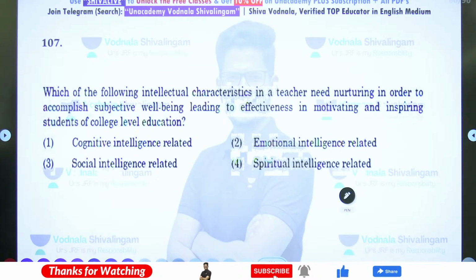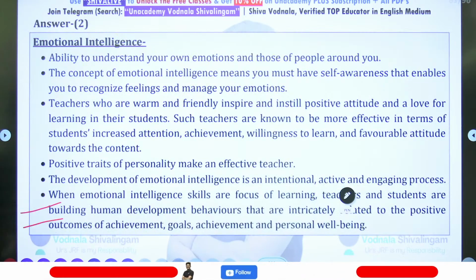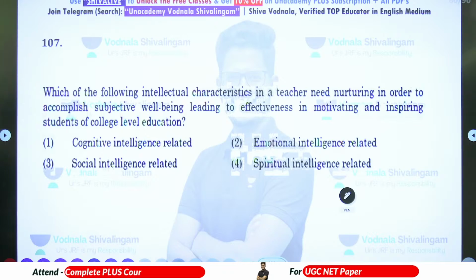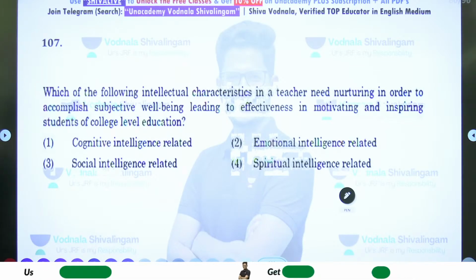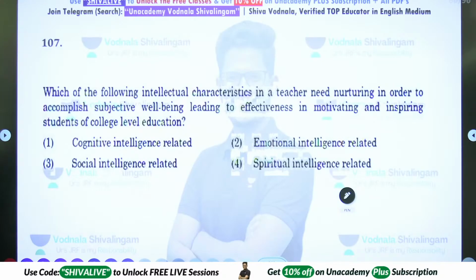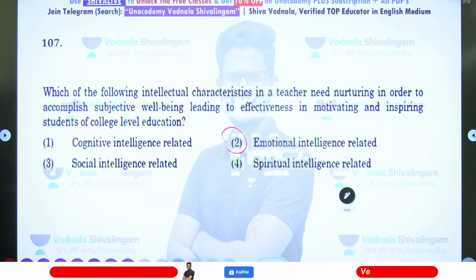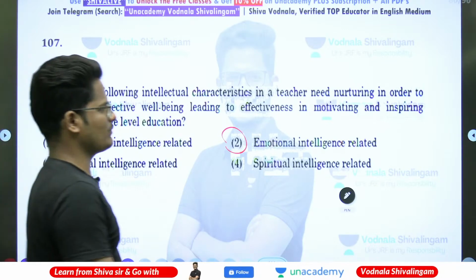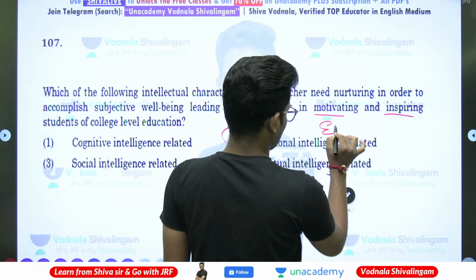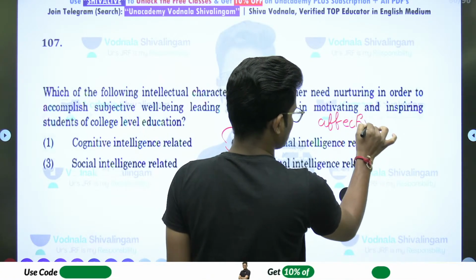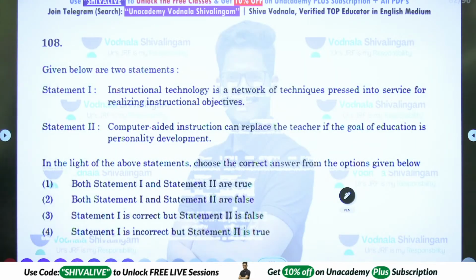effectiveness in motivating, inspiring students of college level education? Option 2, emotional intelligence related. Which of the following intellectual characteristics in teacher need nurturing in order to accomplish subjective well-being of effectiveness in motivating and inspiring. This is more of an emotional orientation. Motivating and inspiring, a type of affective, AFF. Affective domain is nothing but emotional intelligence related. Next.